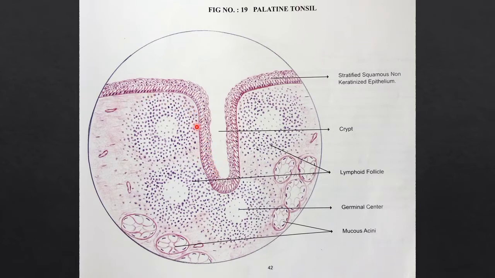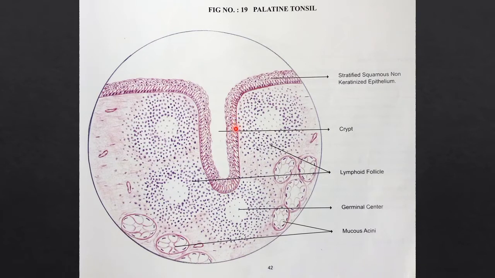Why? Because here also you can identify the crypts. In the esophagus also you can identify the crypts. So in the palatine tonsil you can identify the palatine crypt, and in the esophagus the esophageal crypt is present. Invaginations are called crypts. And the lining epithelium is stratified squamous non-keratinized epithelium. The same thing you can identify in the palatine tonsil, and the same thing we can identify in the esophagus as well.